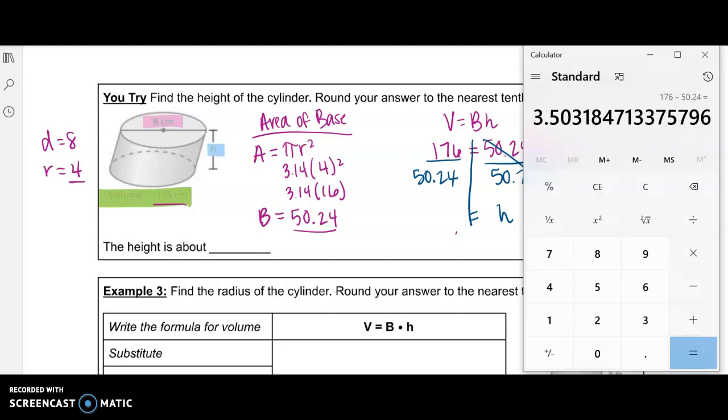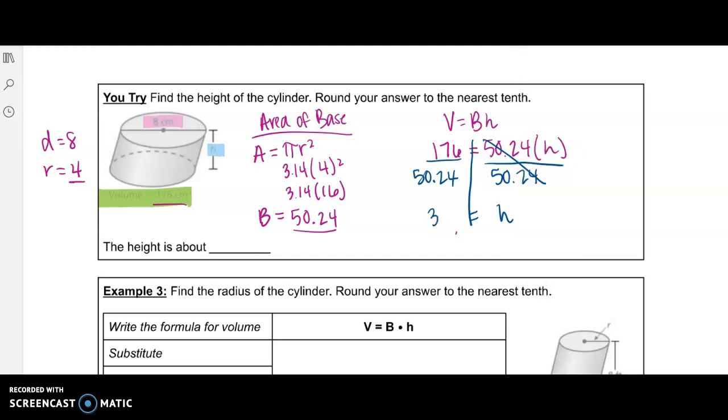It says that we're going to round our answer to the nearest tenth. So our hundredths place is a 0, which means we just keep our tenths as is. So we are going to call this answer 3.5. So our height is about 3.5 centimeters.